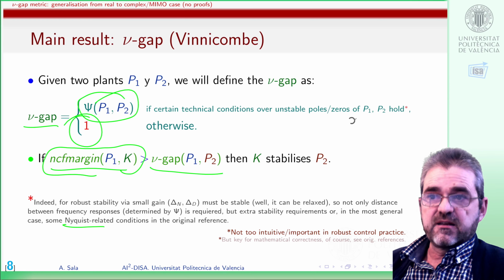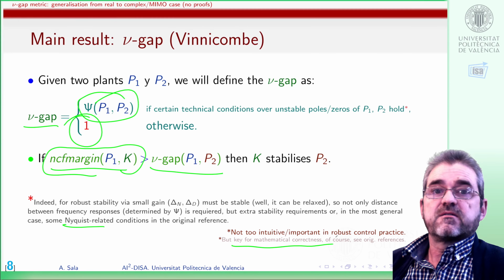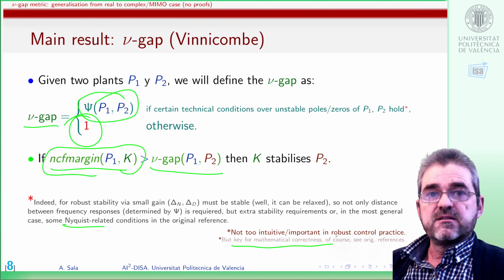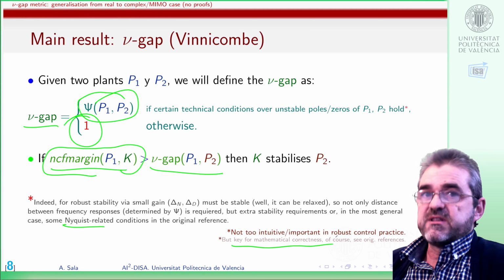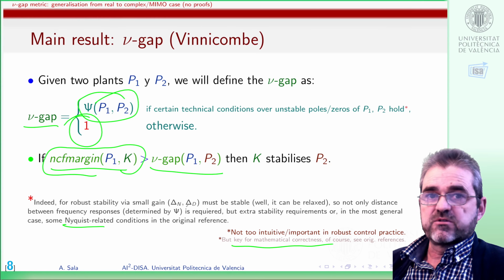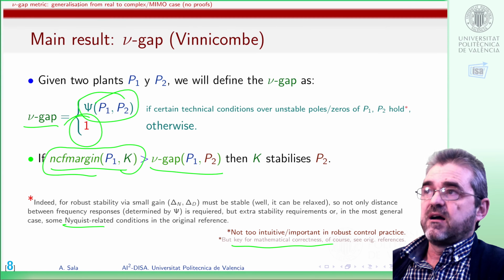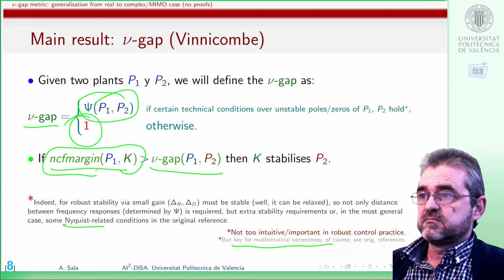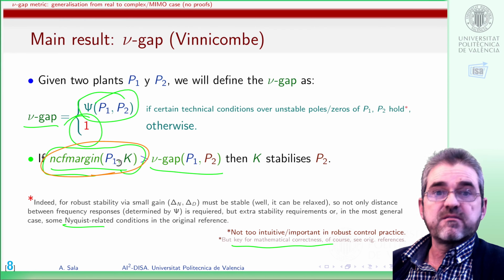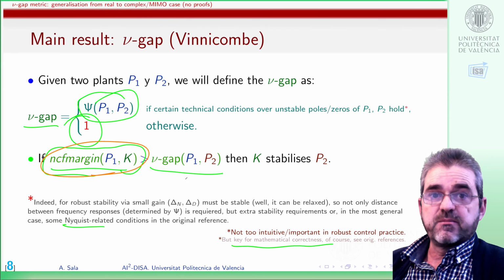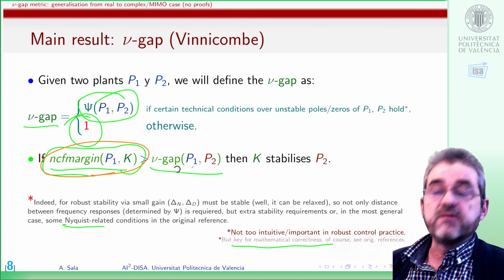As I said, these technical conditions are key for the mathematical correctness of all this discussion, but they are not really intuitive and important in robust control practice. Our goal will be designing controllers with a good enough margin, so the greater the margin, the larger the ball of uncertainty in this nu-gap we will be able to tolerate.